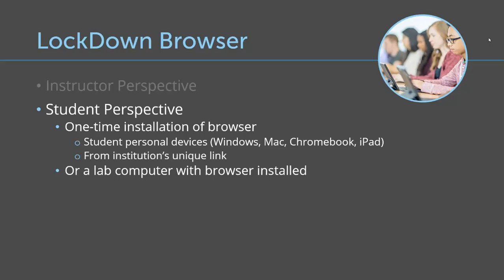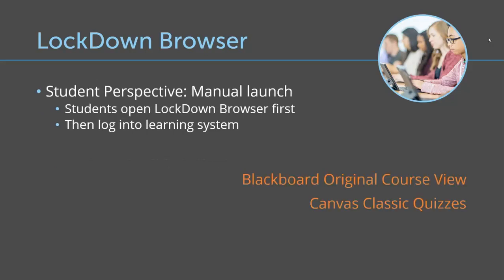The differences are going to come in which type of learning system you're using and how the student opens Lockdown Browser. So I'm going to start with the older versions of Blackboard and Canvas. These use something called manual launch. So if you give tests in Blackboard original courses, or if you give Canvas classic quizzes, students need to open Lockdown Browser first. That's the first thing they do. Not open a regular browser and log in, open Lockdown Browser. They'll be presented with your school's login page for Blackboard or Canvas, and then they'll be able to navigate and take the test.